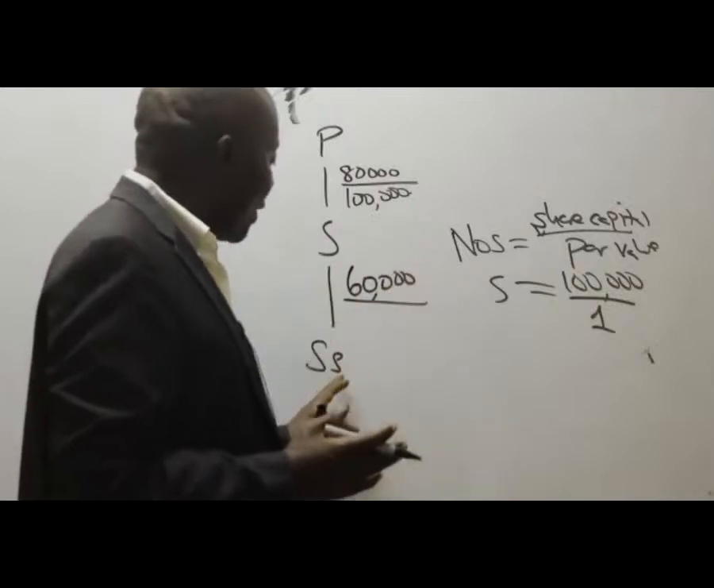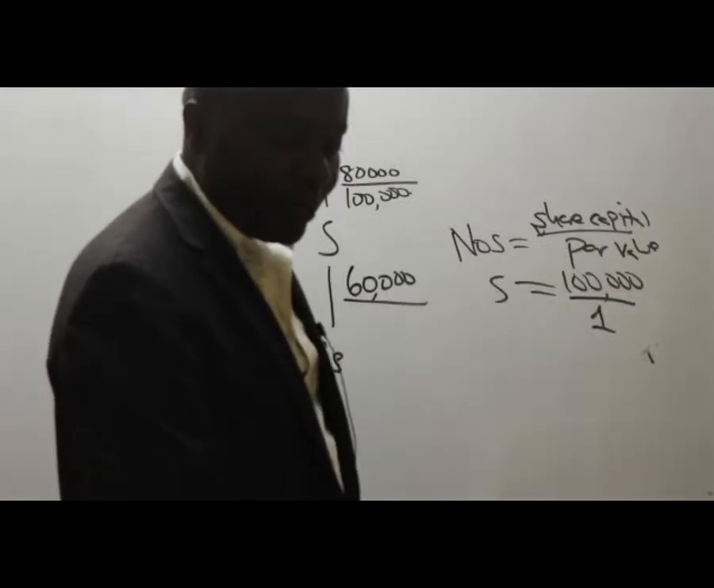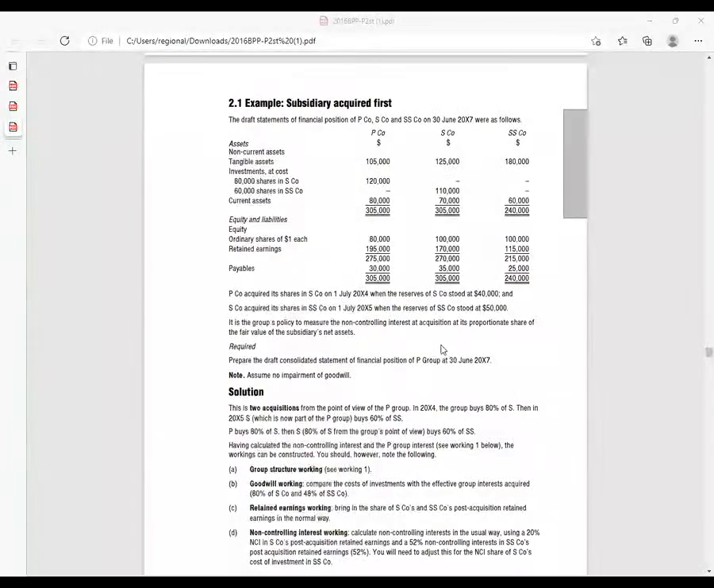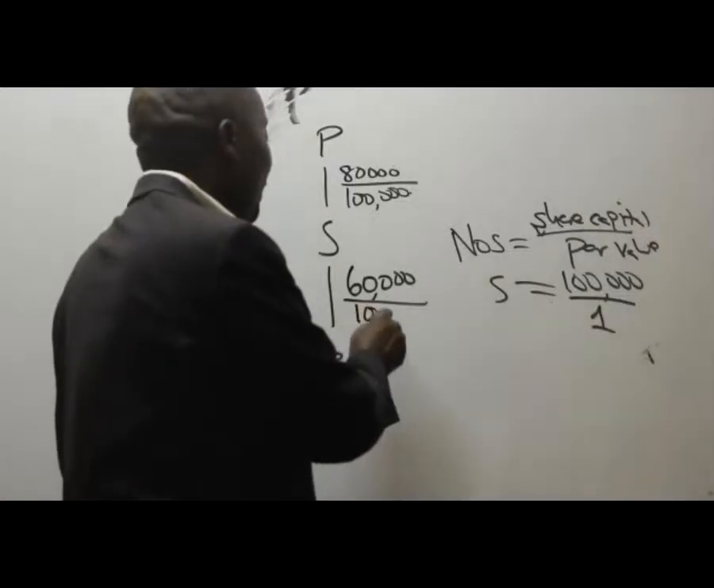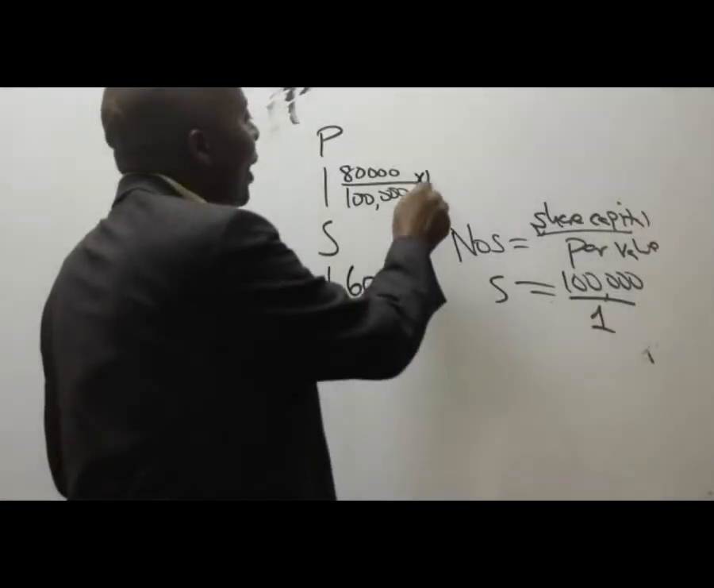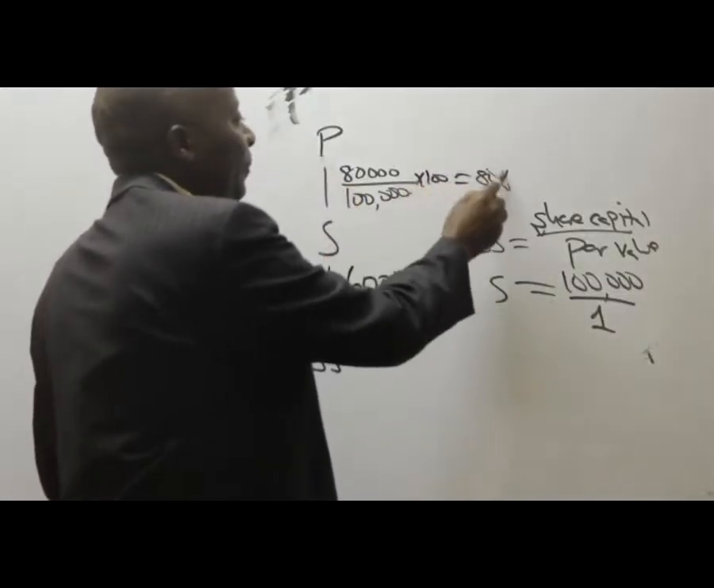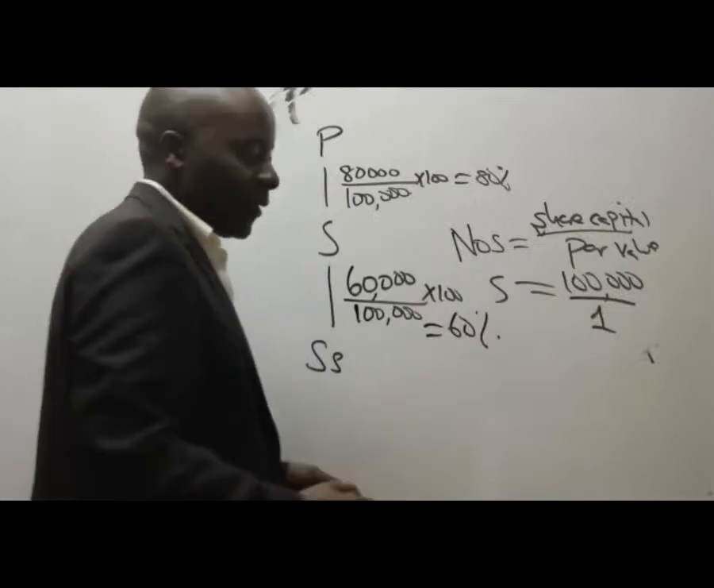How about the number of ordinary shares of SS? Please go to SS company in the statement of financial position. I can see 100,000 here. This is the share capital. So divide this by the par value of 1. So this still gives me 100,000 shares. So in terms of percentage, what do I have here? We have P owning 80% of S. And then we have S owning 60% of SS.